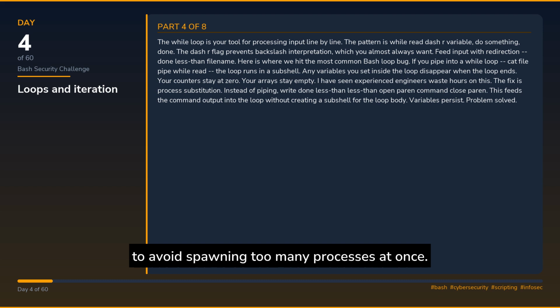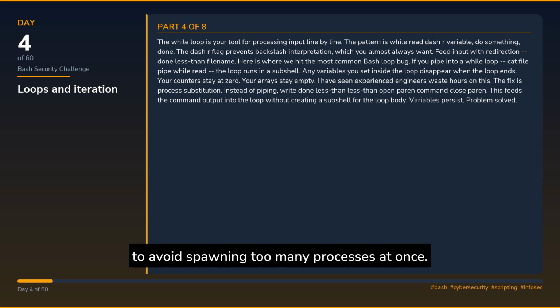Here is where we hit the most common bash loop bug. If you pipe into a while loop, cat file pipe while read, the loop runs in a subshell. Any variables you set inside the loop disappear when the loop ends. Your counters stay at 0. Your arrays stay empty. I have seen experienced engineers waste hours on this.